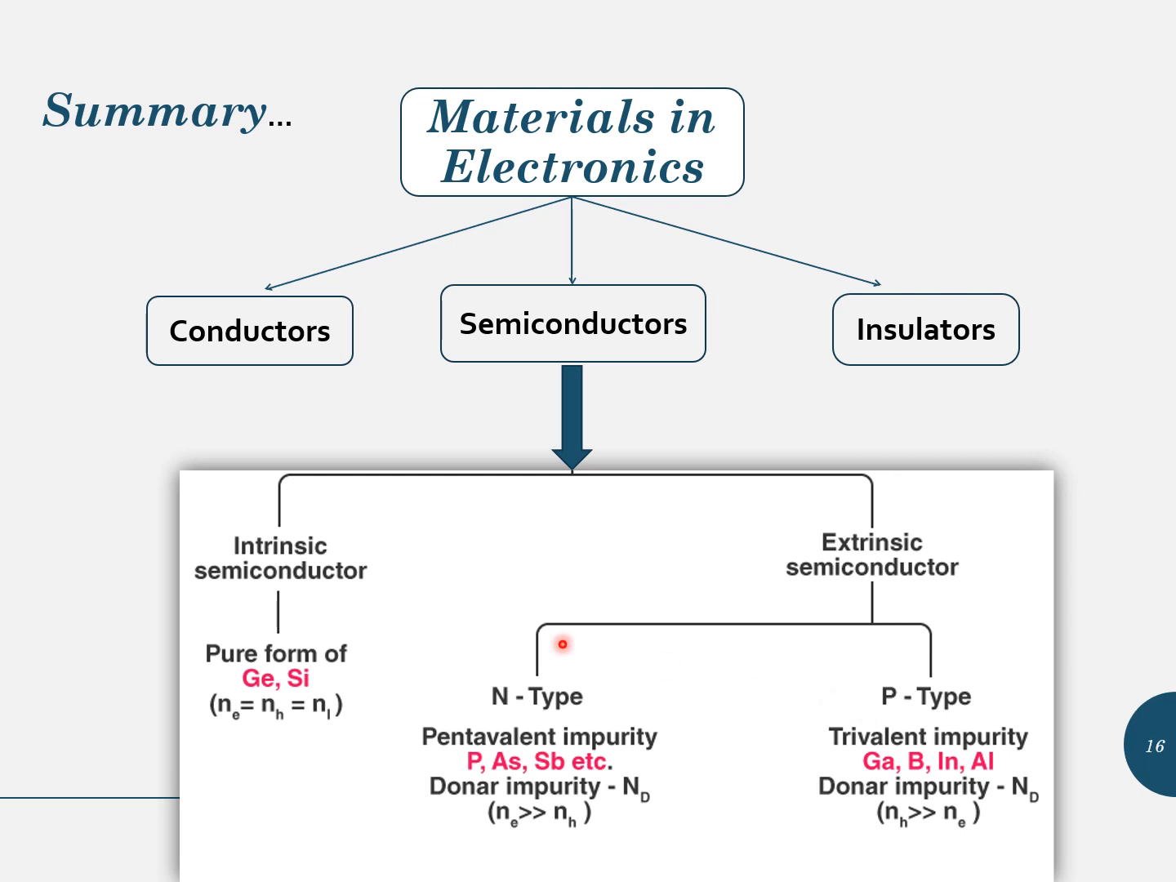In N-type semiconductors, electrons are the majority carriers and holes are the minority carriers, whereas in P-type semiconductors, holes are the majority carriers and electrons are the minority carriers.